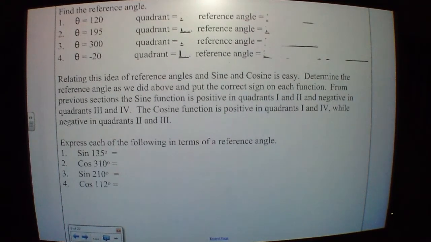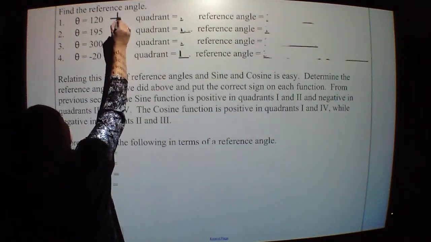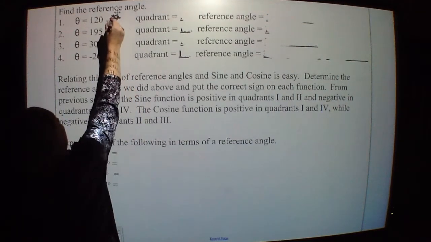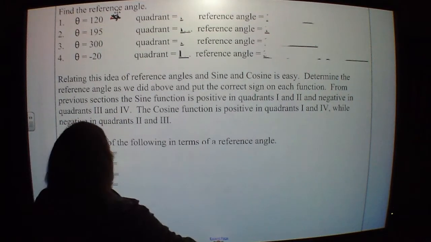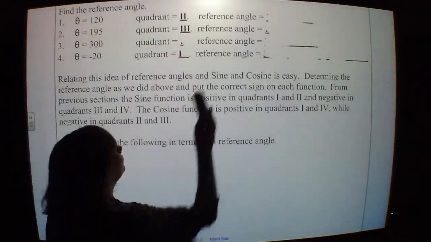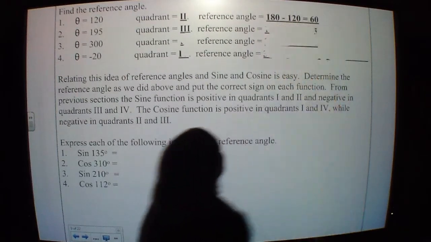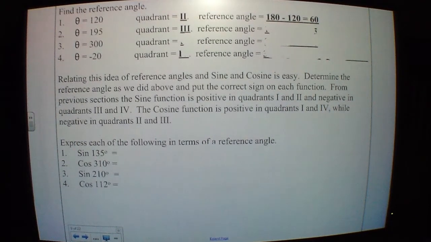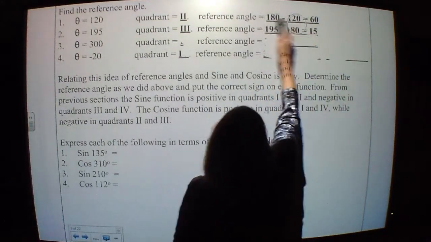So let's find the reference angle for 120. Think about where 120 would put you. Think about a picture where it puts you, 120 puts you in the second quadrant. So you want to figure out what this angle is there. So you would do 180 minus 120 to give you your reference angle. It's in quadrant 2, and you do 180 minus 120, and it gives you 60. 195 puts you in the third quadrant. So in the third quadrant, you would do 195 minus 180 to get a reference angle of 15 degrees.